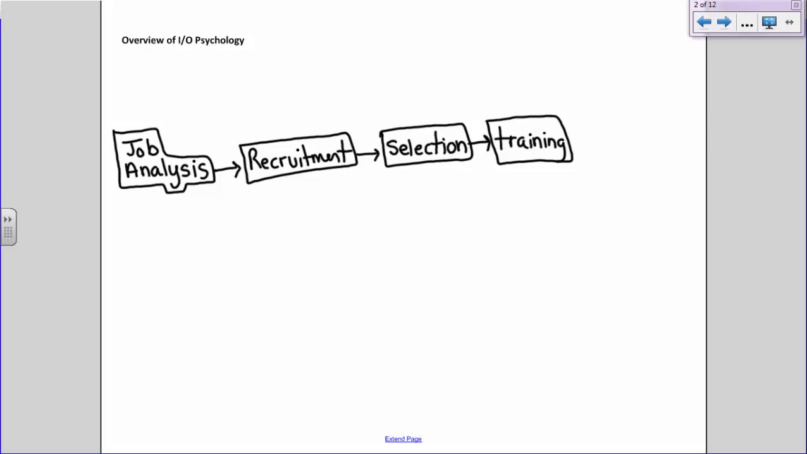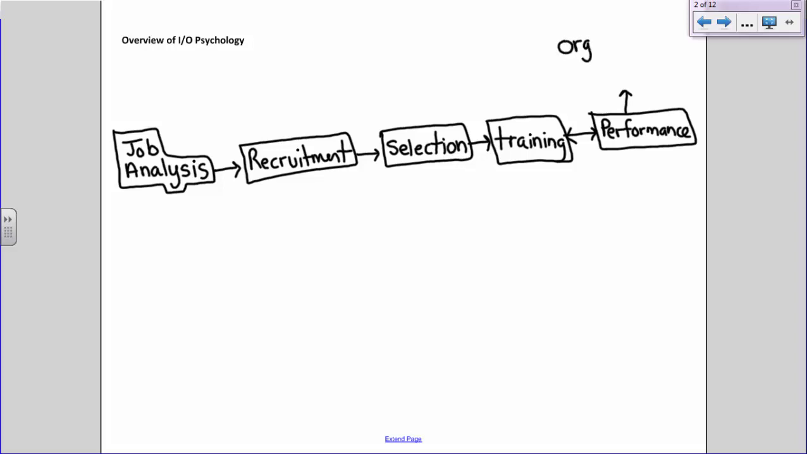Then once you have trained employees, you're hoping that that will result in high levels of performance. So IO psychologists also have ways to measure performance. And I'm going to add a little double-sided arrow here because training leads to performance, but deficits in performance can also lead to training. So that arrow goes both ways. Performance ultimately leads to organizational effectiveness.